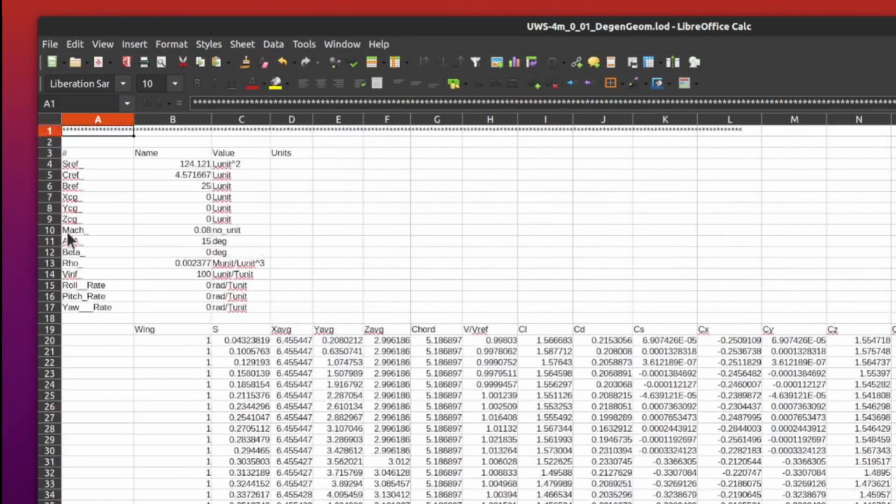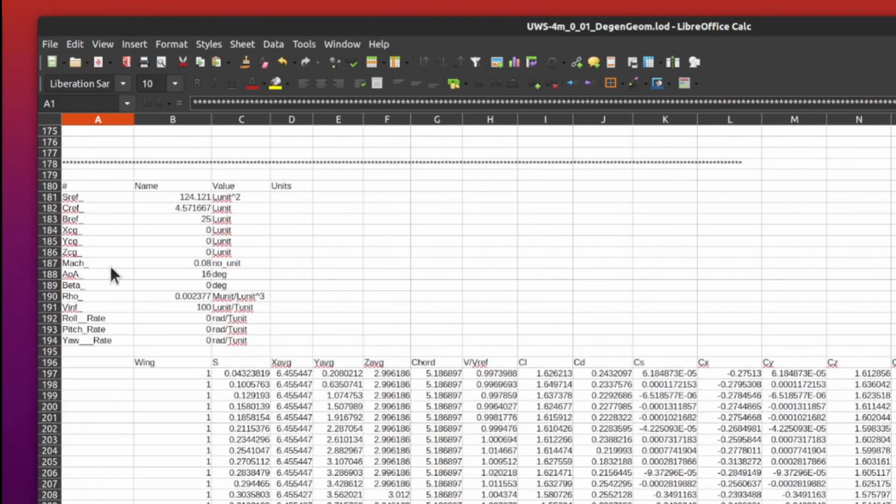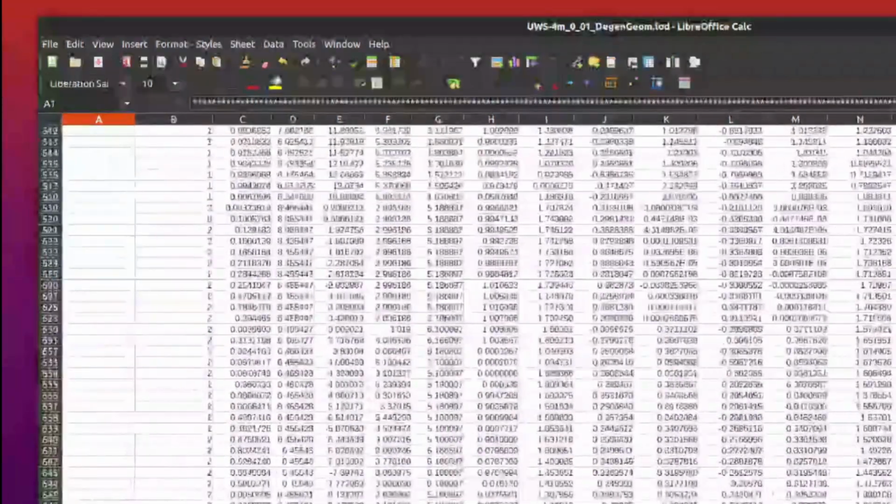So the angle of attack was right up here, 15 degrees. So the next one should be 16. So there's angle of attack at 16. So they're all in here. So 17 on through 20 are down here.